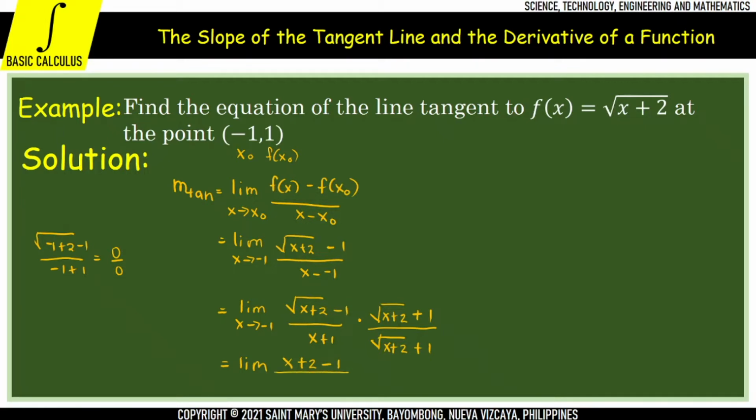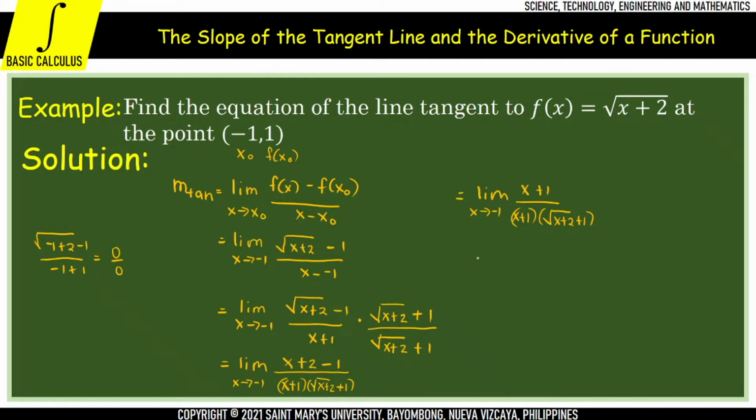Next, anong gagawin natin sa denominator? So pwedeng i-copy lang natin as is, multiplied by square root of x plus 2 plus 1. So yun na yung magiging product natin as x approaches negative 1. Again, minultiply natin sa conjugate and this is our product. Next, we continue our step here. So that is the limit. We can now simplify the numerator. So I have x plus 2 minus 1 is x plus 1 all over x plus 1 multiplied by the square root of x plus 2 plus 1 as x approaches negative 1.